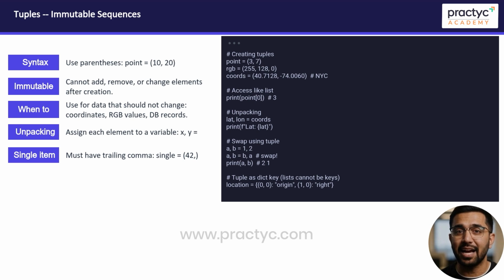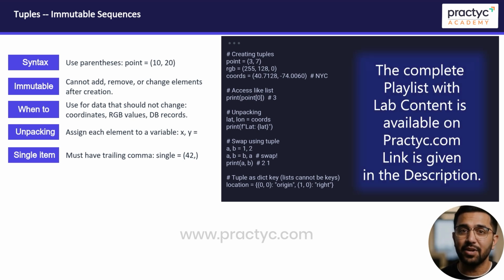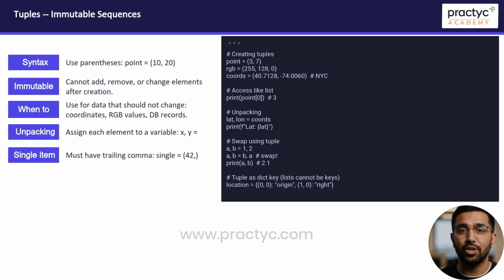Unpacking allows assigning elements to variables. Example x, y equal to point. For single items, include a trailing comma. Single equals 42. Tuples can also be used as dictionary keys.